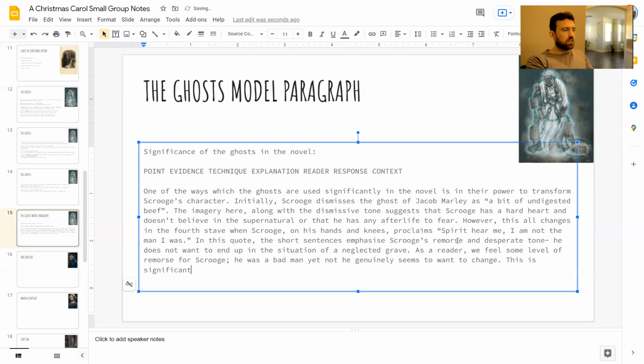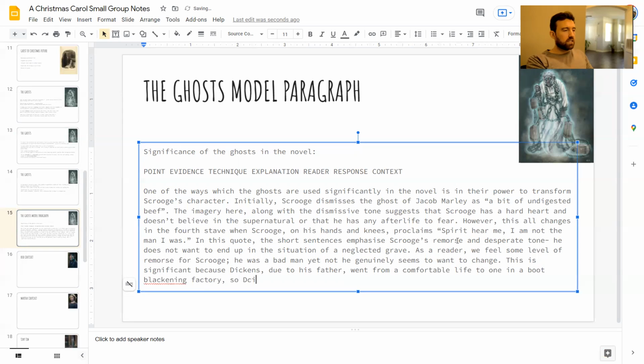This is significant because Dickens, due to his father, went from a comfortable life to one in a boot blacking factory. So Dickens had a lot of respect for working class people, and his literature is often used to try to scare the upper class into transforming into more generous people. So that's that.